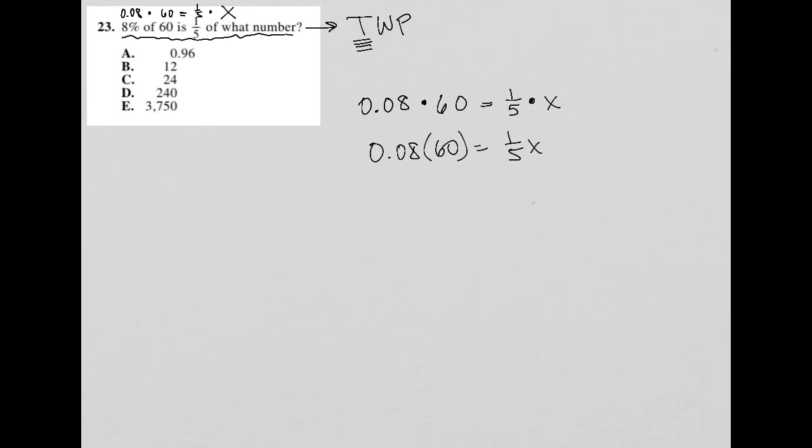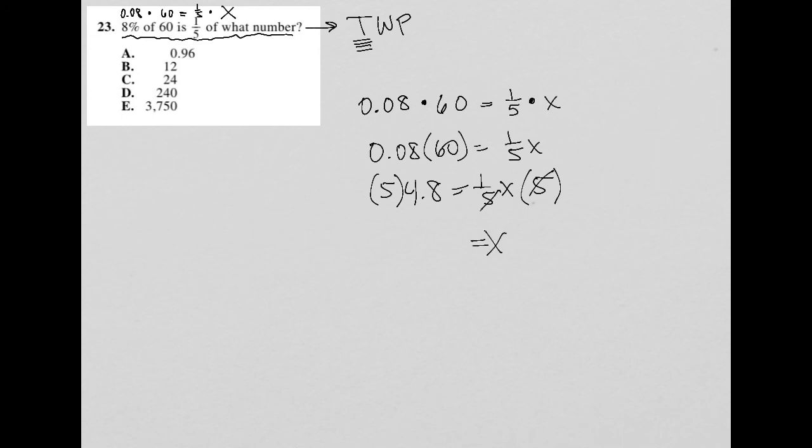So if I want to solve this, I can easily solve this by going to my calculator and isolating the x here. So I'm going to start off by multiplying my 0.08 times 60. And what I get is 4.8. So 4.8 equals 1/5 x. And then to isolate x, I'm going to multiply both sides by 5, because on the right side, this 5 cancels out this 5 here. So I'm left with x alone there.